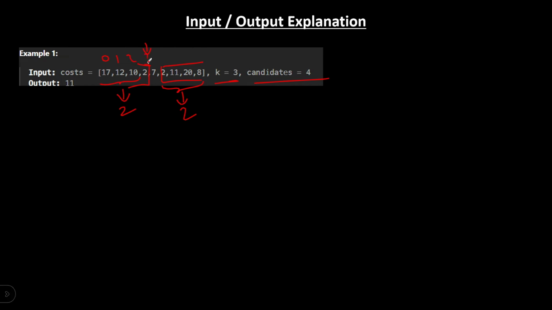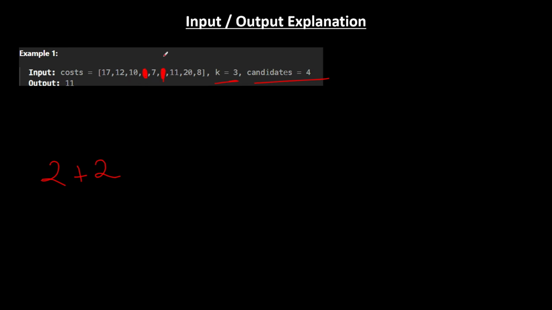So 0, 1, 2, 3, right? Therefore, we take these two, okay? And this 2 we will remove. Okay, now we have this. Now again we will try to take 4 candidates. These are the 4 candidates from the front and these are the 4 candidates from the back. Okay. Now here the minimum is 7 and here it's 2. So obviously the minimum out of these 2 is 2, right? I will take this one.